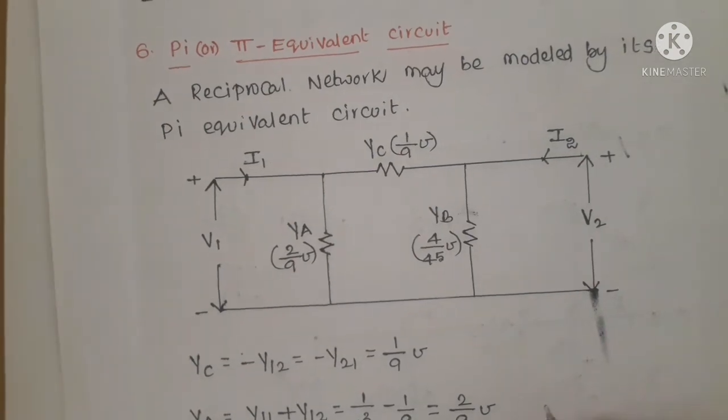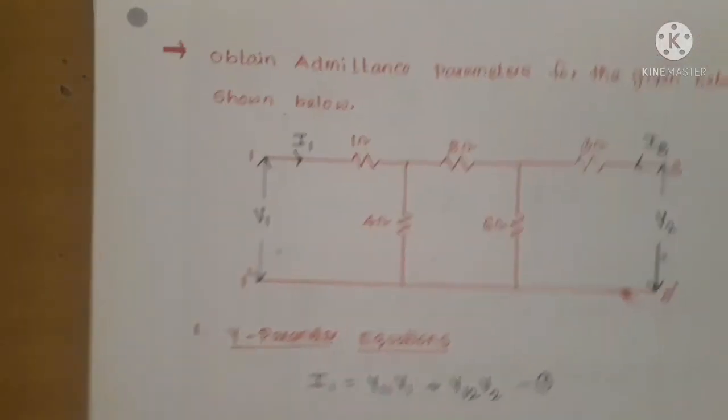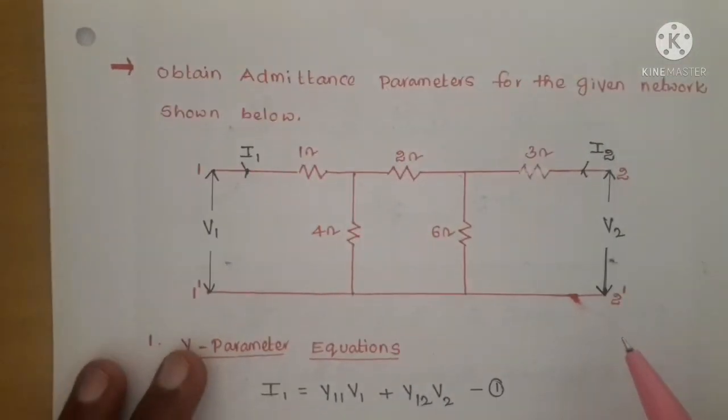So this is the first problem. The first problem is that all the elements of a two-port network are resistors.